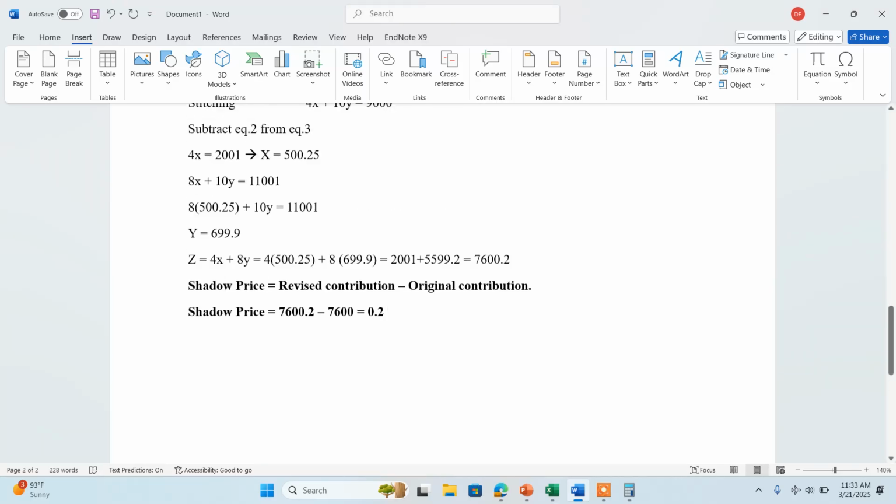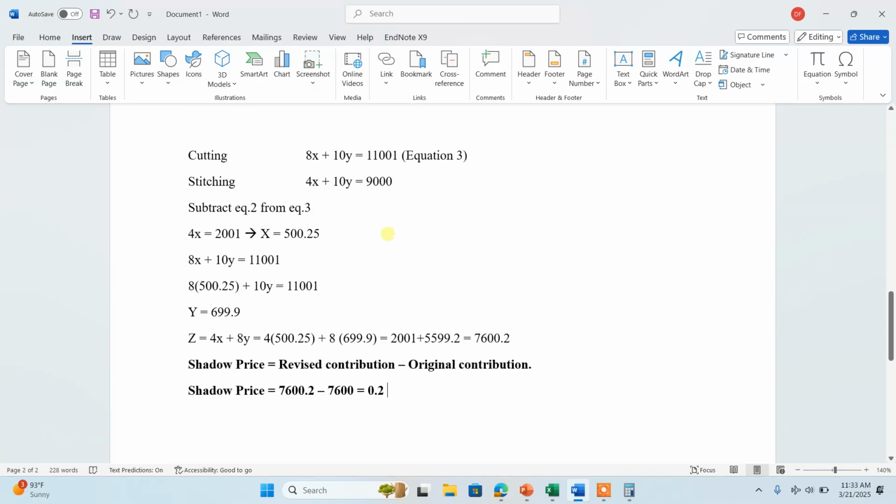It means that if I add 1 unit of hours into the cutting department, the additional hour is going to give me 20 cents.